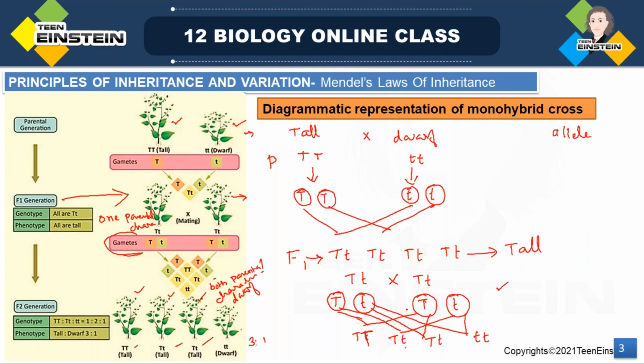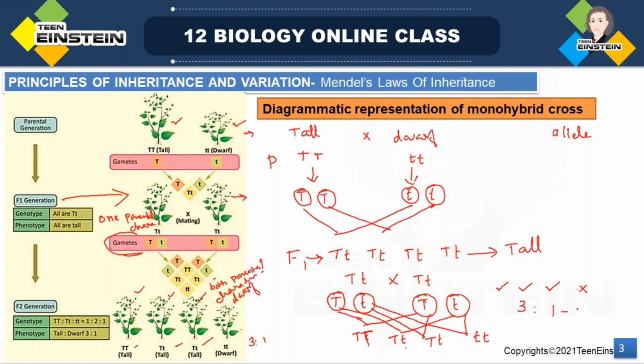Again, capital T, small t. This combination also forms a tall condition. Then the third one, small t, capital T. Here also you will get the combination capital T, small t. That is also tall. Here small t is the recessive condition that forms a dwarf plant. Okay, so there are 3 tall plants and 1 dwarf plant.